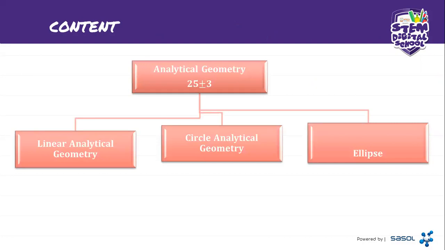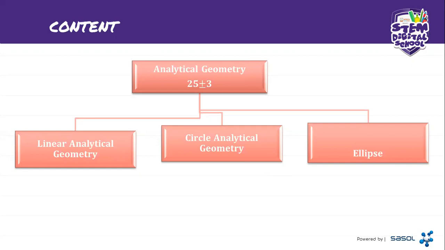All right, now under content, as I've said, analytical geometry is part of paper 2, which is 25 plus or minus 3 marks for paper 2. Under analytical geometry, we have to look into linear analytical geometry, circle analytical geometry, as well as the ellipse. So those are 3 concepts that need to be revised thoroughly for the trial examination and the final examination.